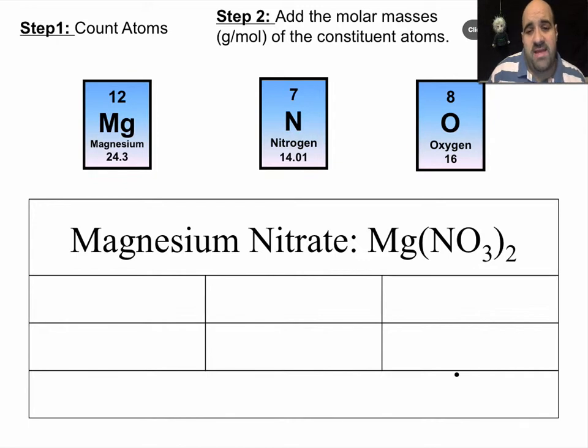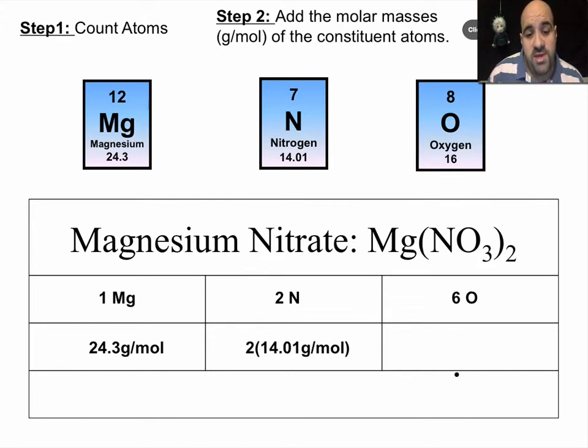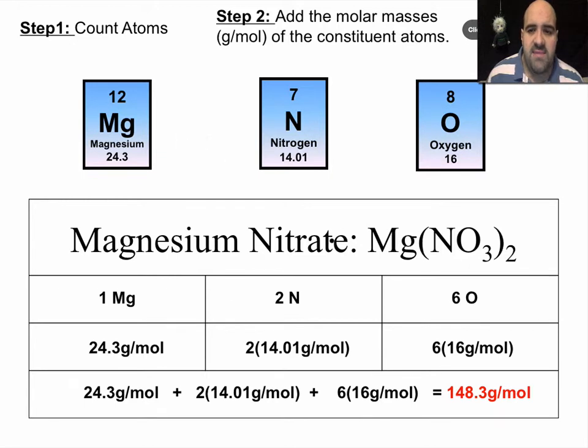And these are our periodic table boxes for magnesium, nitrogen, and oxygen. After we count our atoms, we add the molar masses. So there's 1 magnesium, 2 nitrogen, and 6 oxygen. Magnesium is 24.3 grams per mole, nitrogen is 14.01, and oxygen is 16 grams per mole. Where does the 6 come from? Well, there's 6 oxygen atoms. And we're just going to add all these numbers together. So the magnesium in here is 24.3 grams plus the 2 nitrogen, 14.01 per mole, but we have 2 nitrogen, so we multiply that by 2, plus 6 times 16 for oxygen, because there's 6 oxygen atoms.